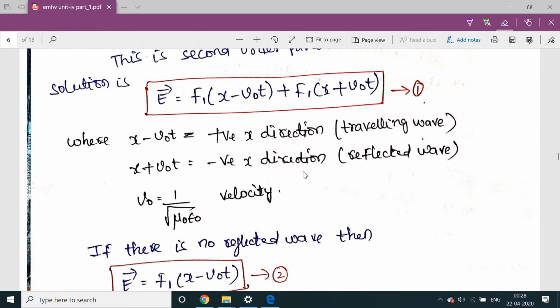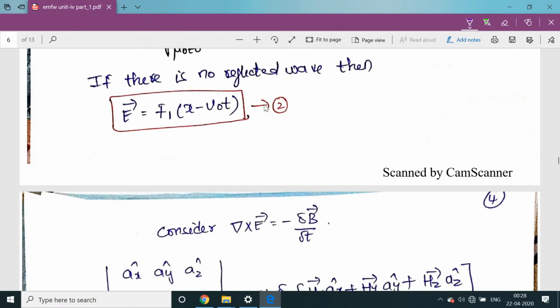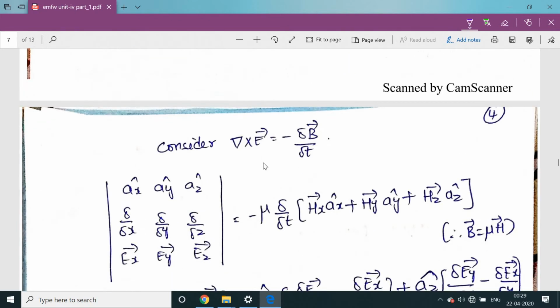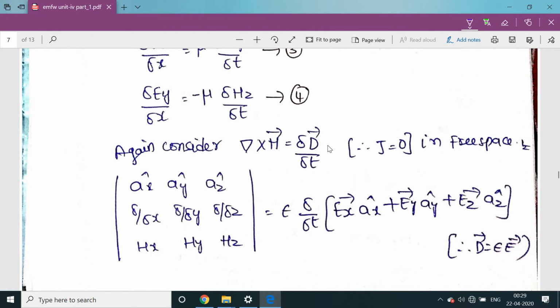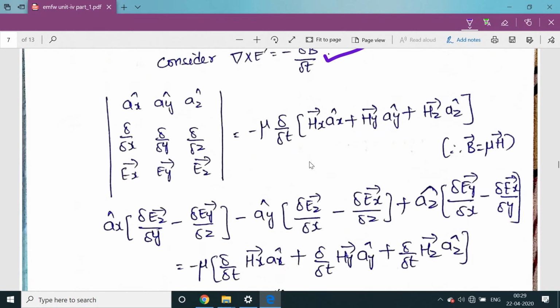Suppose we consider that there is no reflected wave, means there is no second term. So we get E is equal to F1 of x minus V naught t, since we are considering that there is no reflection. This is my equation 2. So we'll consider two Maxwell's equations. One is del cross E is equal to minus dou B by dou t, and the other one is del cross H is equal to J plus dou D by dou t, where J is equal to 0 in free space. Now let me solve this.